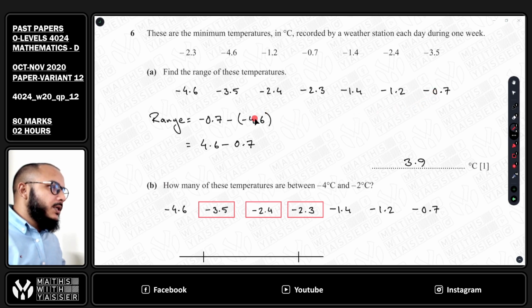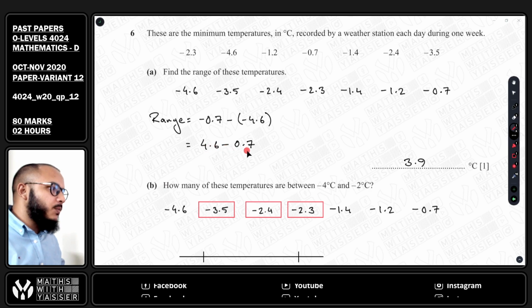So the range should be the maximum minus the minimum. So it will be minus 0.7 minus minus 4.6. So this double negative will make this a positive number. So we can say 4.6 minus 0.7. Therefore, the range should be 3.9 degree Celsius.